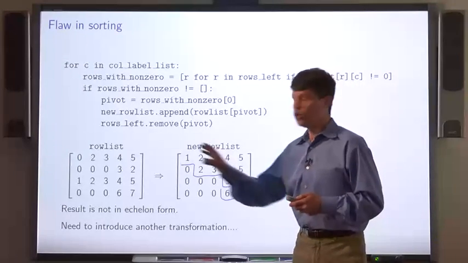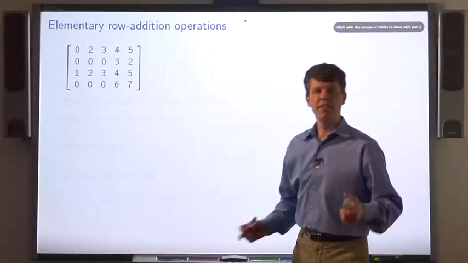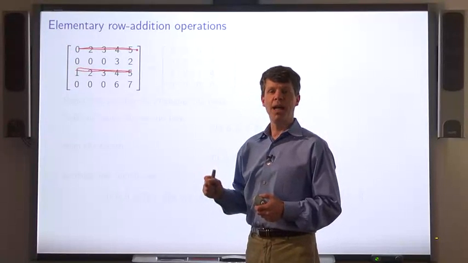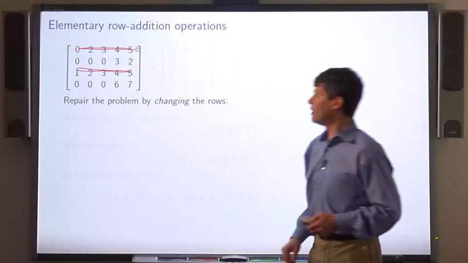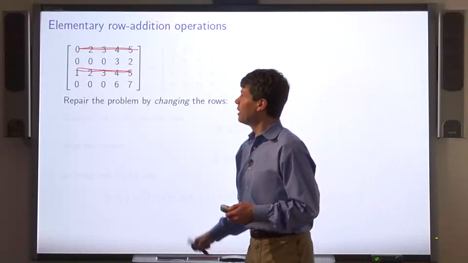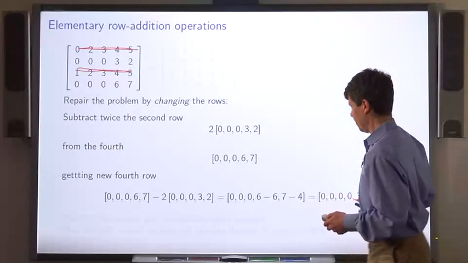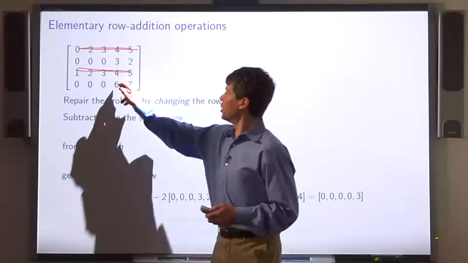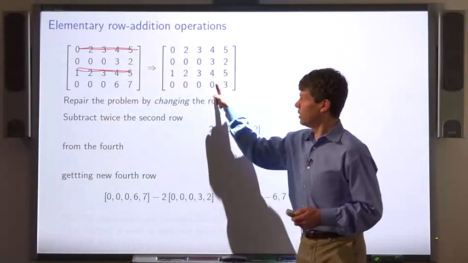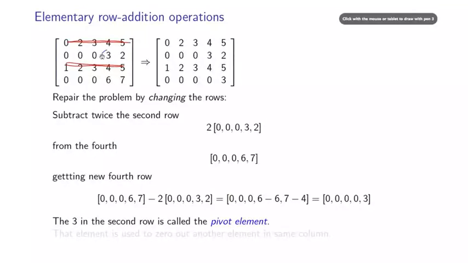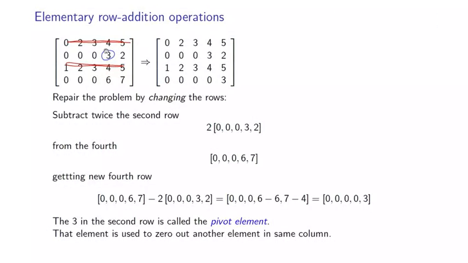The algorithm is actually going to have to change the vectors. Let's consider the algorithm at the point where it's eliminated these rows. It's dealt with the first, second, and third columns, and it's ready to deal with the fourth column. At this point, it has to apply a transformation. It has to change the rows. What it does is it subtracts twice this second row from the fourth row, getting this. This has the effect of zeroing out this element. So here's the result. And this 3 is called the pivot element. That's what we used to zero out this element.